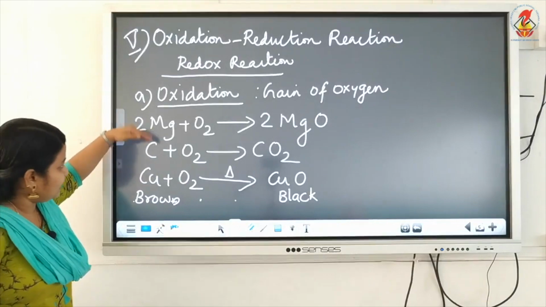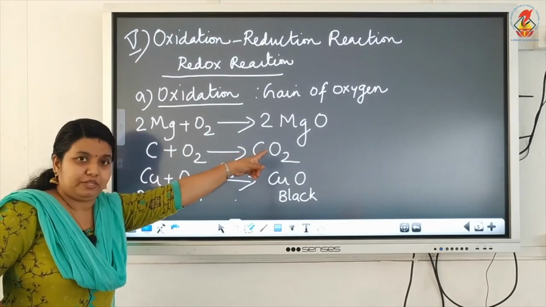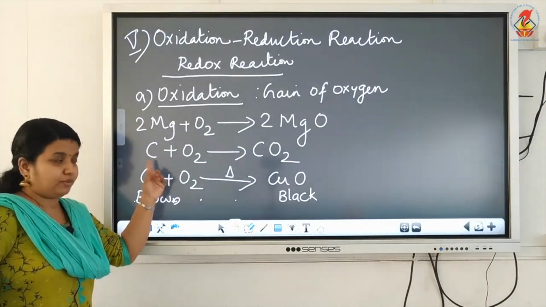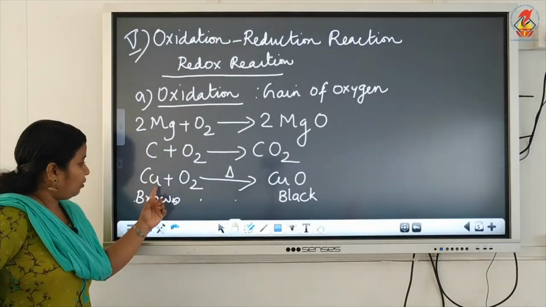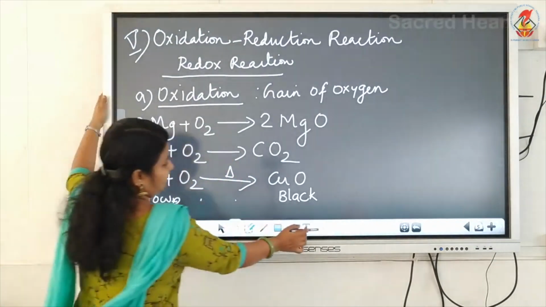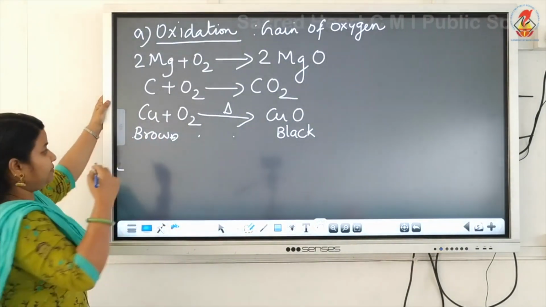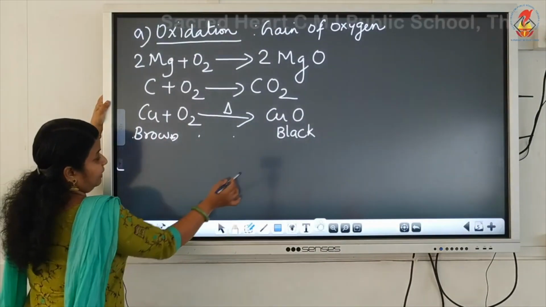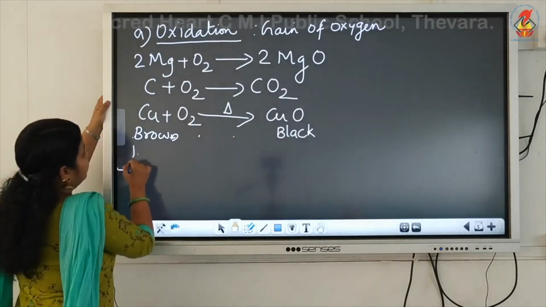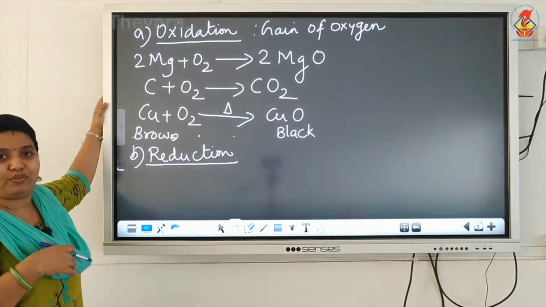You can see that the substance is gaining oxygen. Here magnesium gains oxygen, changes to magnesium oxide. Carbon gains oxygen, changes to carbon dioxide. Copper gains oxygen and changes to copper oxide. So that is oxidation, gain or addition of oxygen to a substance. Now we see the second type, that is reduction. So this is just the opposite of oxidation reaction.